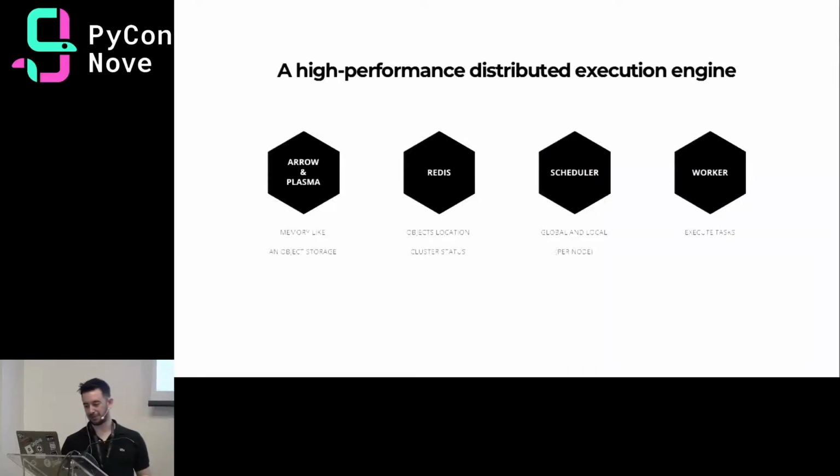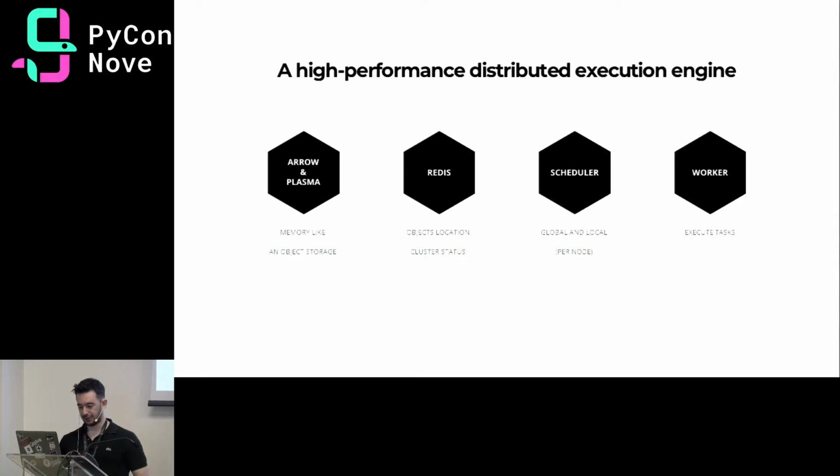So what is Ray? It's a high-performance distributed execution engine. It started as a project inside the RISE lab at Berkeley University. Actually, it's the same lab as Spark, so the teachers are actually the same. The core is written in C++ with Python support. And it puts together the Plasma object store, Arrow, Redis, and workers at the end.